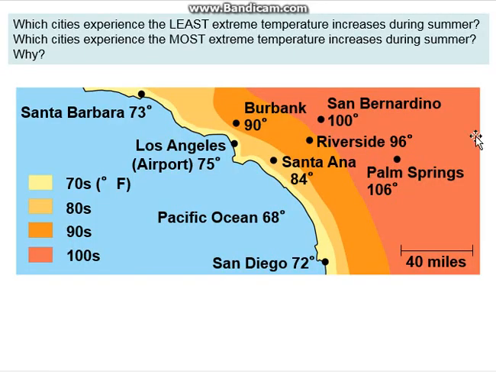So let's take a look at this little map of California. Which cities experience the least extreme temperature increases during summer? If we're looking, we would see that it's places along the coast. Which cities experience the most extreme temperature increases during the summer? If we're looking, we're about 40 to 80 miles away from the coast. Look at these huge numbers. Yikes, that's hot. So the question is, well, why?